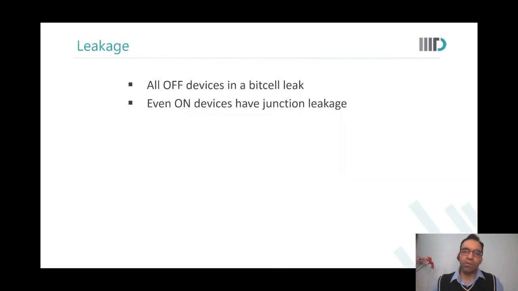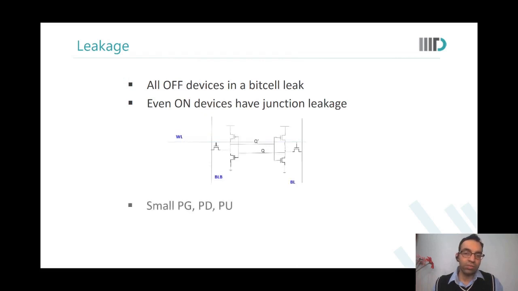Leakage is a part of power consumption. All off devices in a bitcell leak. On devices also have junction leakage. There is gate leakage also. So to have low leakage, you want to use as small devices as possible so that junction leakage is minimized. Gate leakage is minimized. So you want to use as small devices as is possible to reduce leakage.